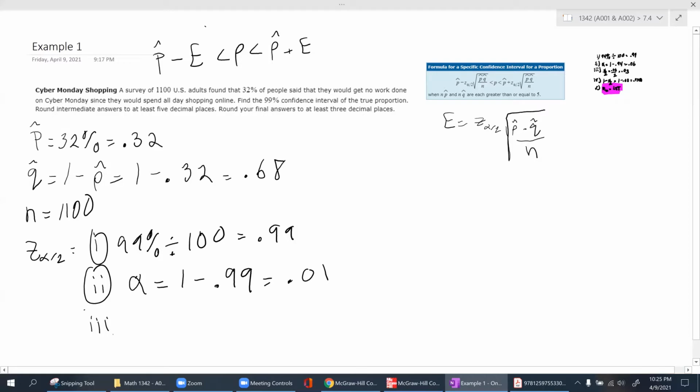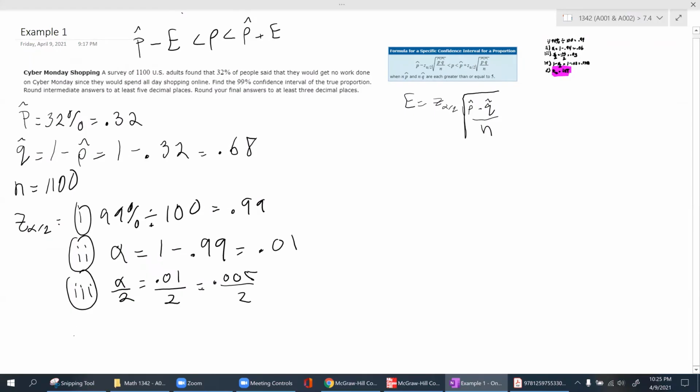Step 3 was to find alpha over 2. So this is 0.01 over 2, which is going to be 0.005. My fourth step is to find 1 minus alpha over 2. It should be 0.005. So there's a 1 minus 0.005, and what does that give me?